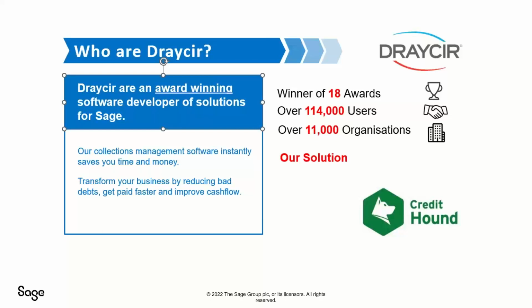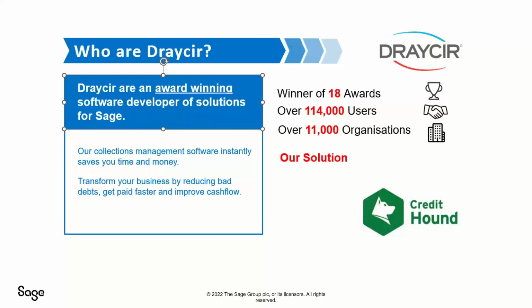So who is Dracer? We're a UK-based company, and we have a development office based in Thailand. We've been running for over 20 years, and we've been working with Sage since the very start, and through the channel globally, helping customers improve their cash flow with Credit Hound. As a product, Credit Hound is used by thousands of organisations worldwide, varying in size from small businesses right up to large enterprise businesses with quite large AR teams.